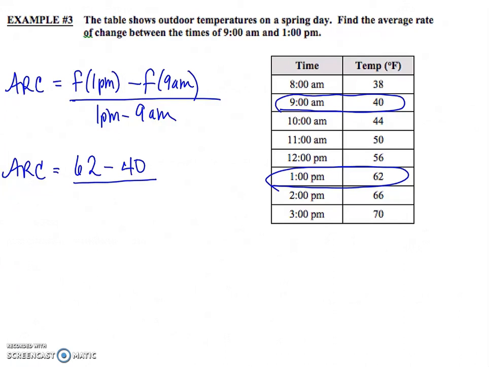And then we have to be careful here. 1 p.m. to 9 a.m., difference-wise in terms of hours, this is a difference of 4 hours. So then we end up with 62 minus 40 is 22, and 22 divided by 4 says that basically my average rate of change ends up being about positive 5.5 degrees Fahrenheit per hour.